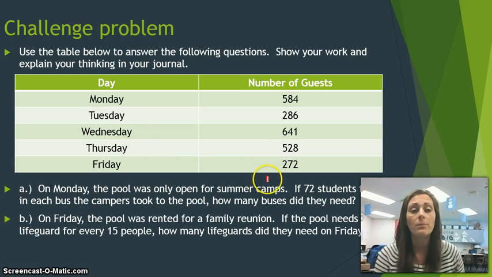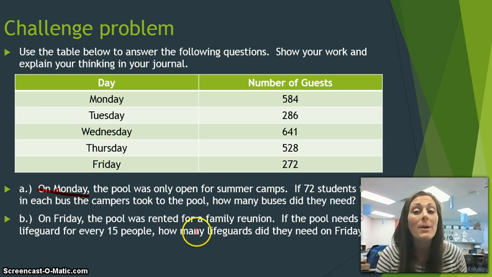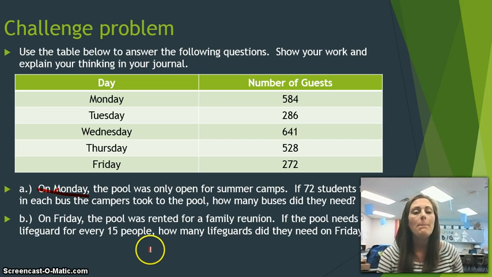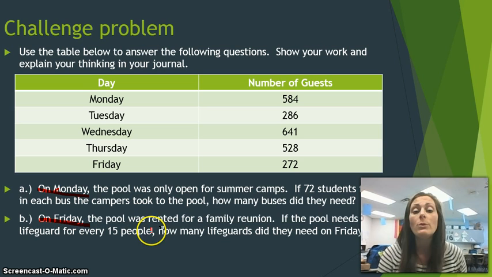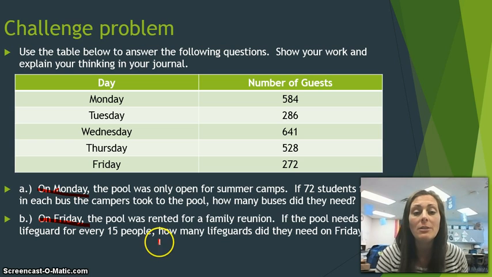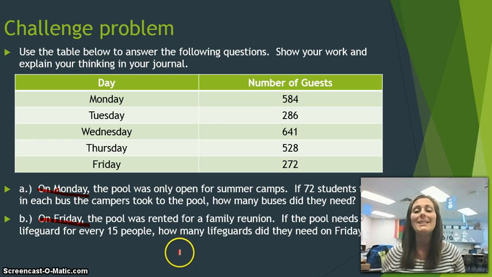Friday, 272. A. On Monday, the pool was only open for summer camps. If 72 students fit in each bus the campers took to the pool, how many buses did they need? And this is on Monday. The pool was only open for summer camps. And B, on Friday, the pool was rented for a family reunion. If the pool needs 1 lifeguard for every 15 people, how many lifeguards did they need on Friday?